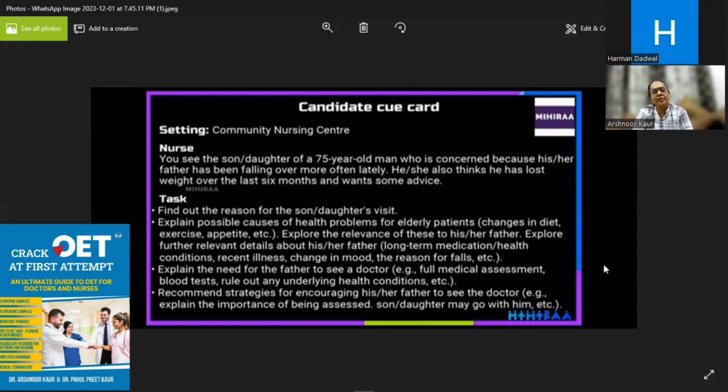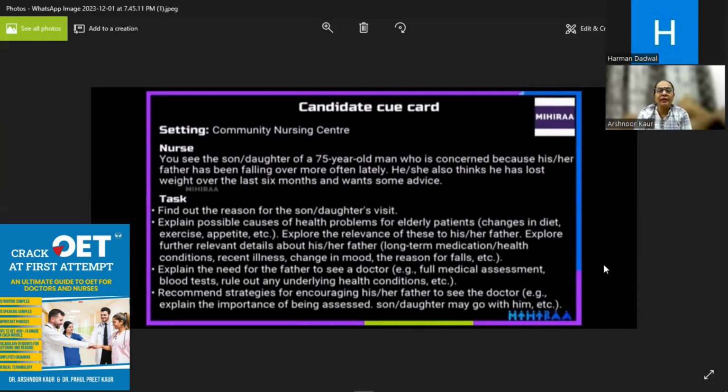If the patient says that he is taking the normal diet, then you may say that, have you found any changes in his eating pattern? According to that, patient may answer. Then the next question will be that, does your father do any exercise?